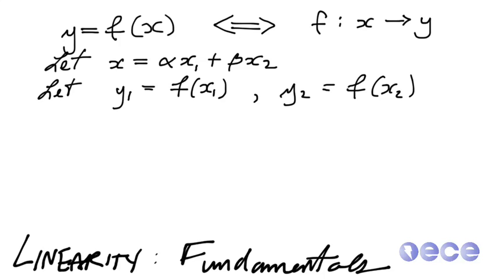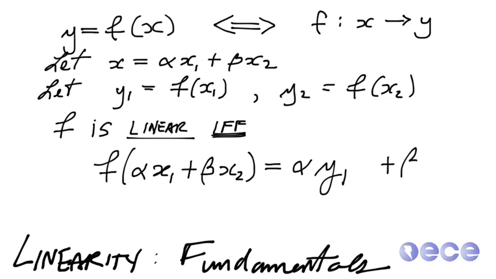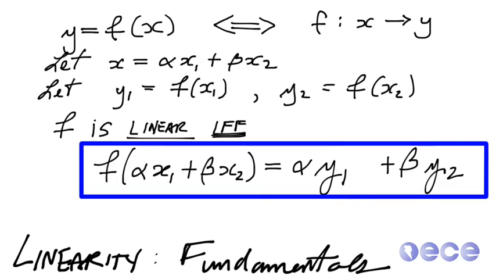So with these made-up equations, now that we've defined them, function f is linear if and only if f of alpha x1 plus beta x2, that is, we take the original value of f of x and decompose it into alpha x1 plus beta x2, is equal to alpha times y1 plus beta times y2. So we've basically shown that we can, if you want to think of it this way, move alpha out of the function and beta out of the function, and we'll get the same answer. So this is how we define linearity.